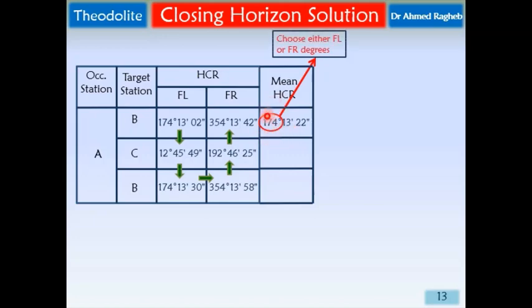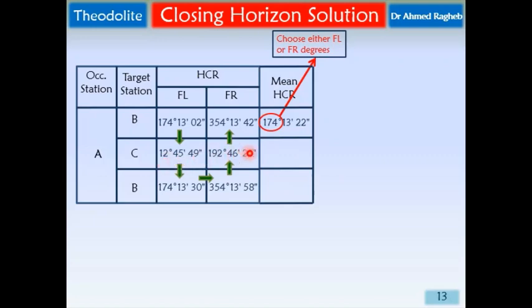Remember, why 174 degrees? You could choose 354, but if you choose 354, then you have to choose the degrees in face right for all points. If you choose the degrees for face left for point B, then you have to continue with the degrees for the other points as well. For point C, 12 and 192, of course, we're going to choose 12 degrees. This is the mean value.